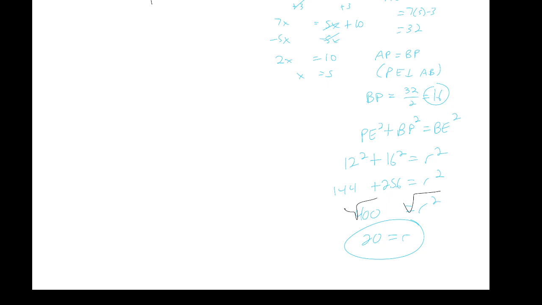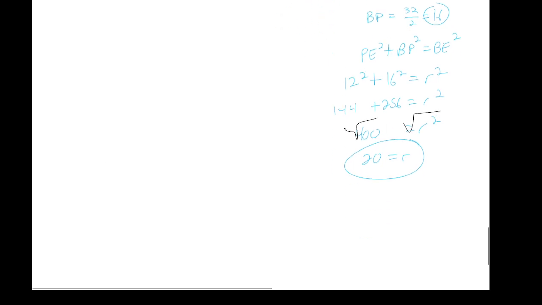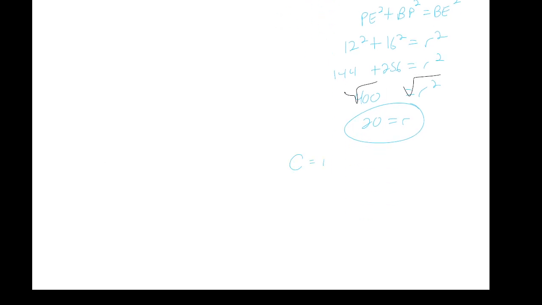Excellent. And of course, to find your circumference, it is equal to pi times your diameter. Remember that diameter is equal to 2 times the radius. In other words, the circumference is equal to pi times 2 times the radius, or 2 pi r, right? So your circumference is equal to 2 times 20, which is 40 pi. And that is your answer.